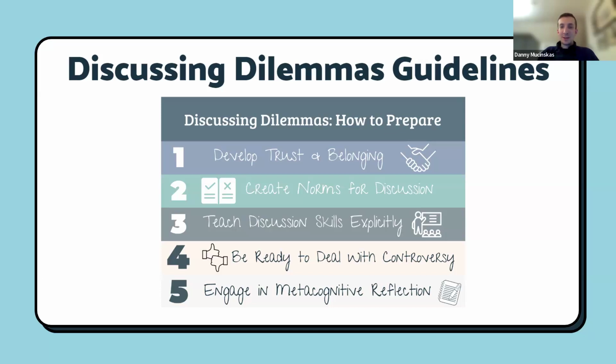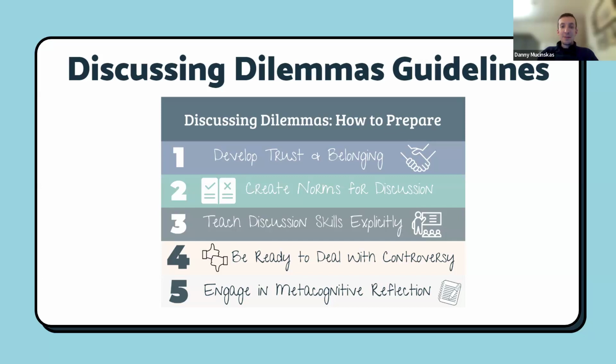Fourth is to be ready to deal with controversy. So we know that dilemmas, depending on what the focus of them is, can be about certain hot button issues, political topics, social issues. They might provoke some strong emotions and also controversy, and just to be ready to deal with those. So there are some suggestions on a blog post on our website that this is drawn from, for you to be able to know how to maybe deal with that a little bit, based on some suggestions and resources that are there.